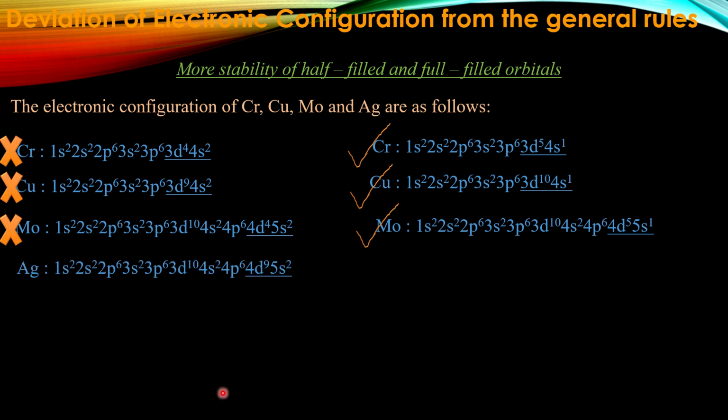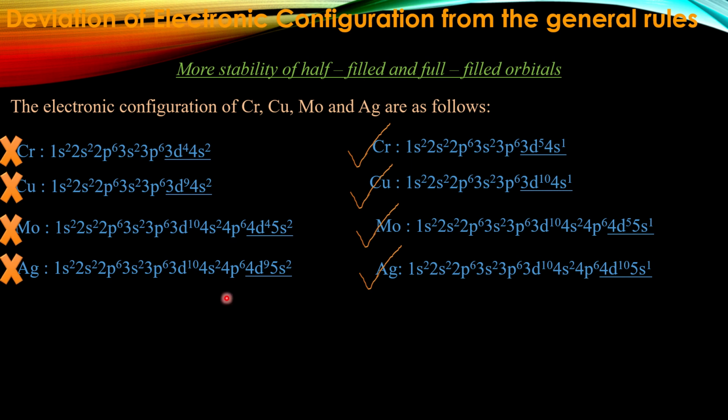In the same way, the electronic configuration of silver, its atomic number is 47, 4d9, 5s2, but it is not correct. The correct electronic configuration is 4d10, 5s1, because if one electron from 5s orbital comes to 4d orbital, then it will become fulfilled, and fulfilled d orbitals make the atom more stable. So it is the correct electronic configuration and the other is wrong.